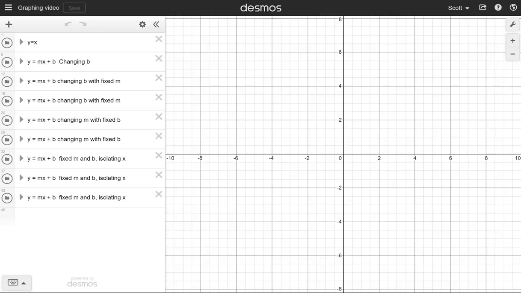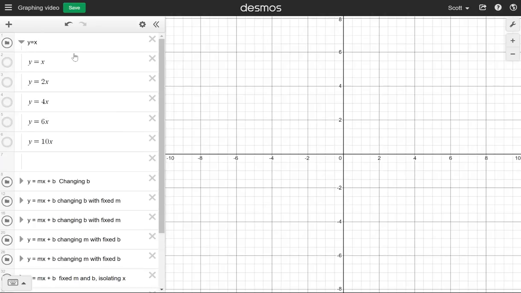So let's get started. In this first folder, I took the standard equation of y equals x and I manipulated the slope. I changed the value of the slope, having the number get larger, move away from 0. And when we talk about a number moving away from 0, again, we mean magnitude. So how is the magnitude of the number changing?